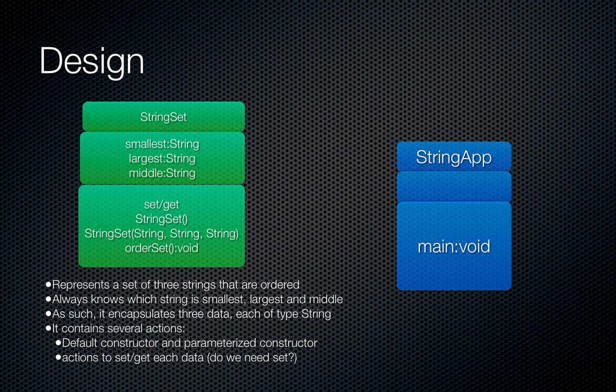Going back to the main class, we said the main class will ask string set to give it the smallest, the largest, and the middle. And how is it going to use this? Through the get methods. But where in our design did we say we're going to need the set? We're passing the values through the parameterized constructor. So in the design I'm proposing here, I don't really anticipate having a set method.